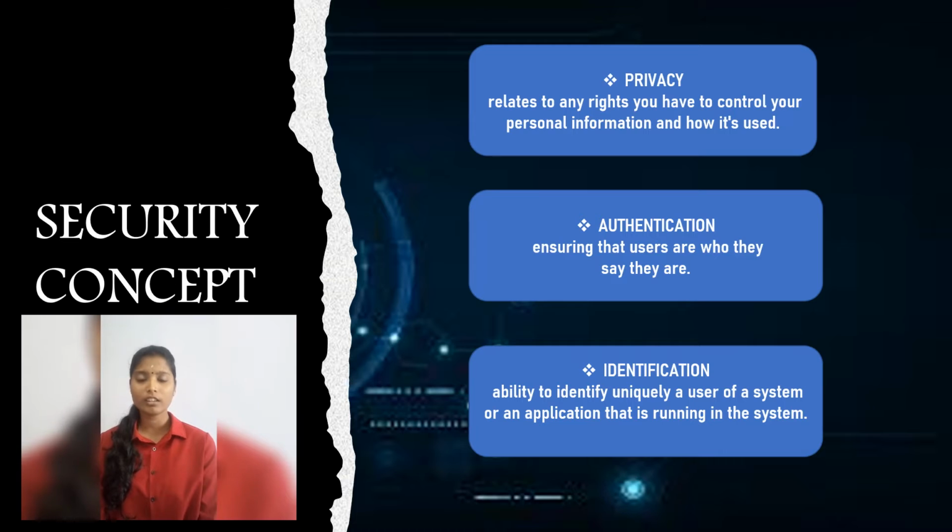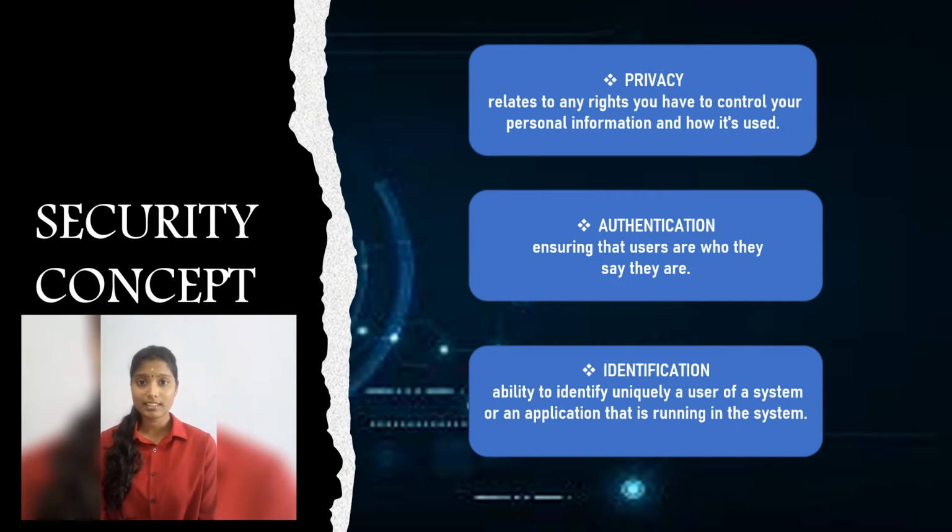Second is authentication. It's ensuring that users are who they say they are. Methods used for authentication are usernames, passwords, biometrics, and other devices. Authentication is also used for identifying devices and data messages.